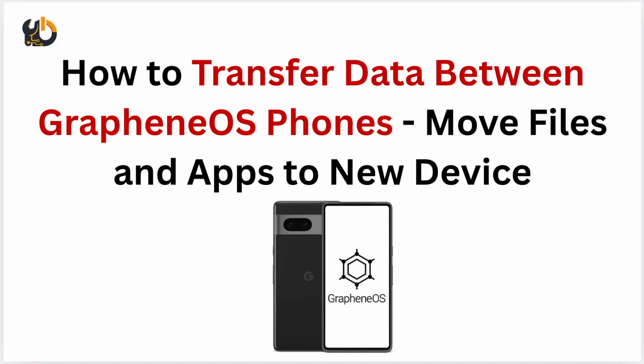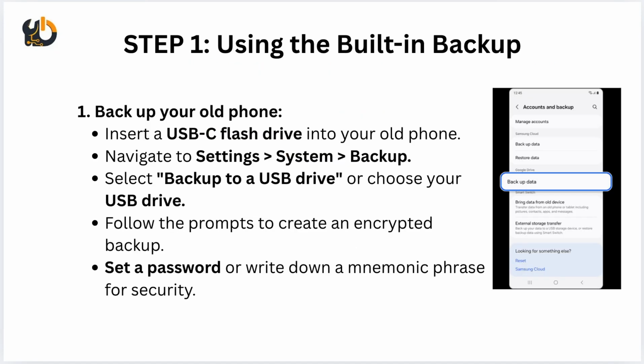So hey everyone, in this video we will see how to transfer data between GrapheneOS phones, move files and apps to a new device. Step 1 is using the built-in backup. Back up your old phone. Insert a USB-C flash drive into your old phone, navigate to Settings, then System, then Backup.